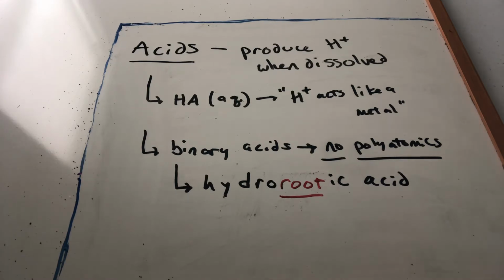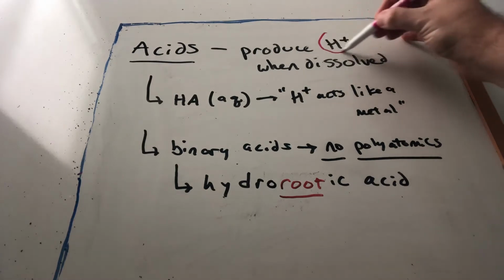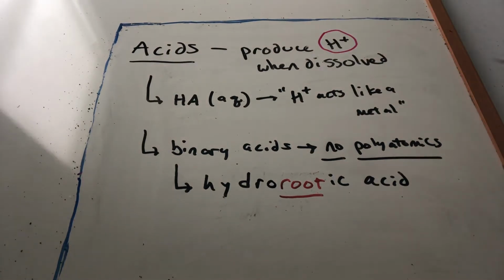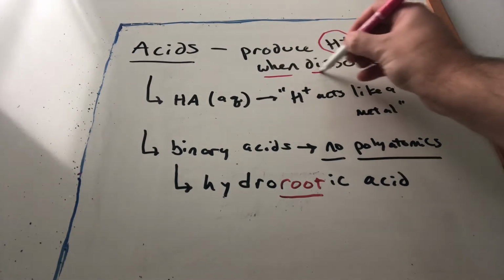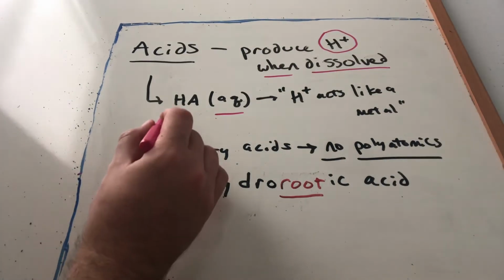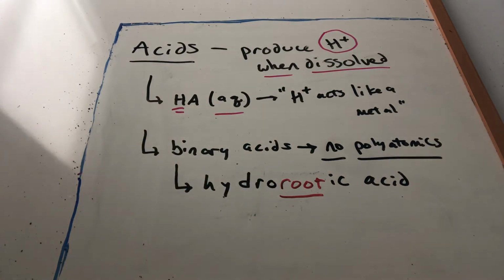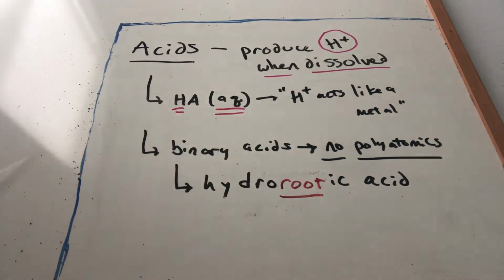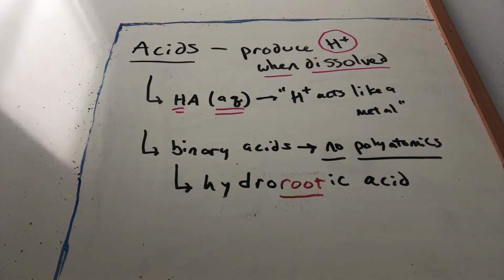Acids for us this semester are going to be things that produce H+ when dissolved. Again, we see that H is acting as a cation here, okay? When we say when dissolved, we're talking about going into an aqueous situation, when we dissolve them in water. So the general form of an acid is something that starts with H and is aqueous, okay? That's how we're going to identify that we have an acid. It starts with H and it's aqueous.